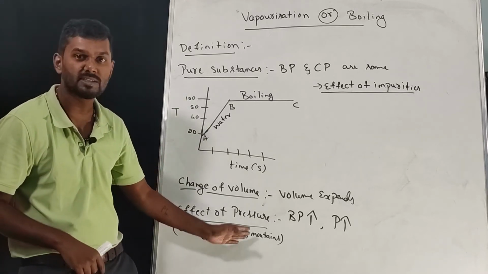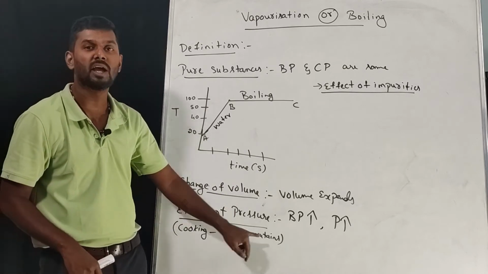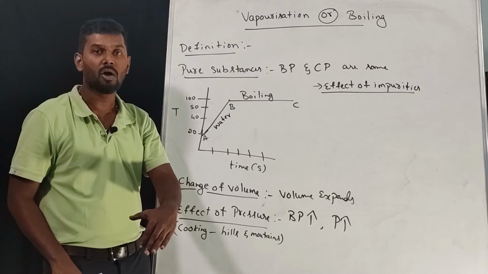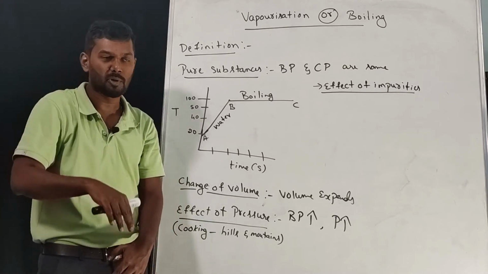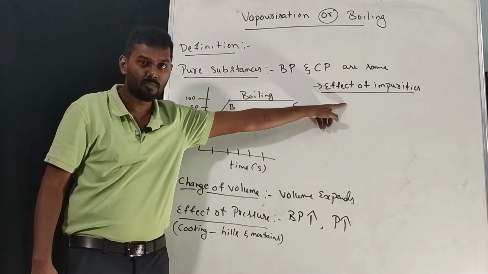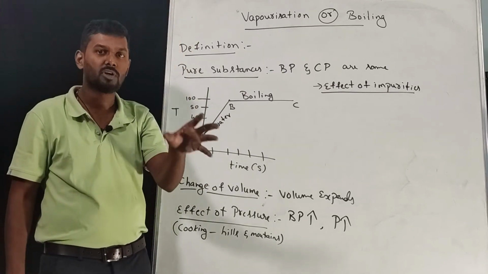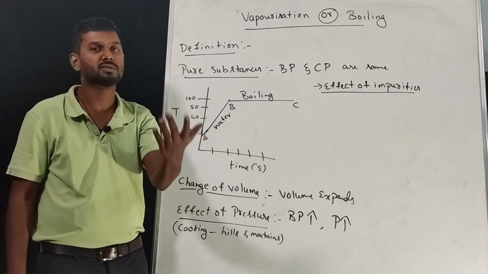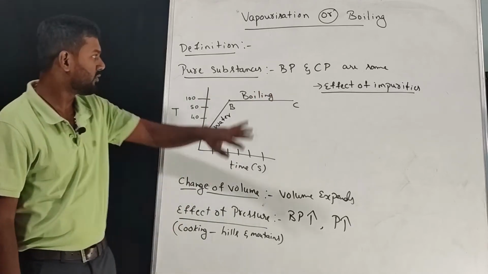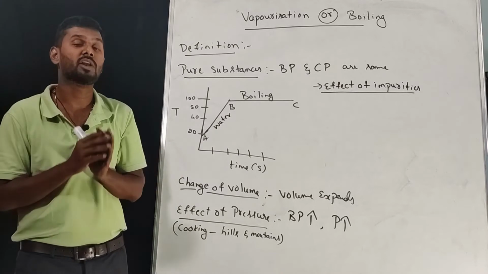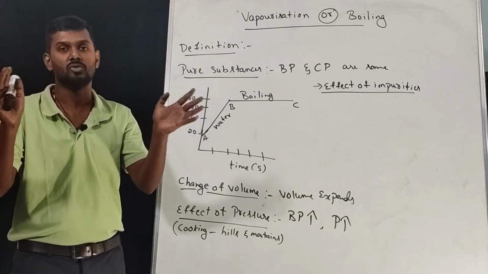That is exactly the opposite of what happens in hilly and mountain regions. Here the boiling point reduces below 100 degrees because of the low atmospheric pressure. But when you add impurities, the boiling point increases, so the food or the vegetables will cook faster in an easier way. So if you know all these things about vaporization or boiling, that is enough. You can answer any give reason questions.